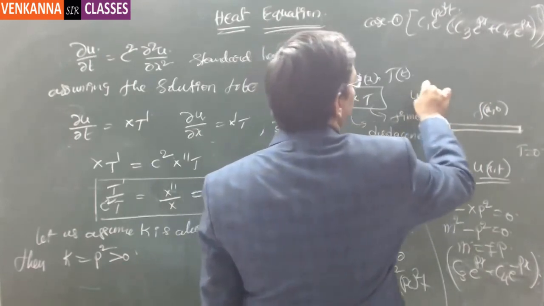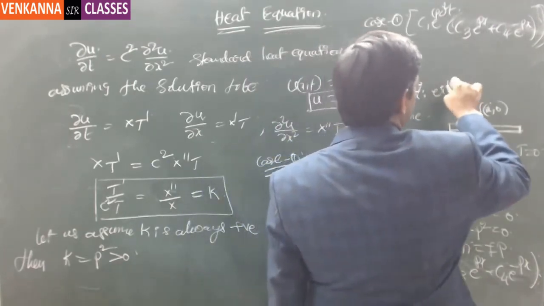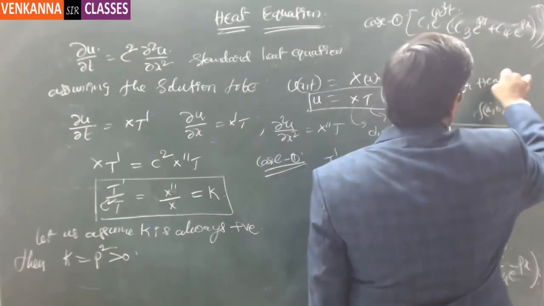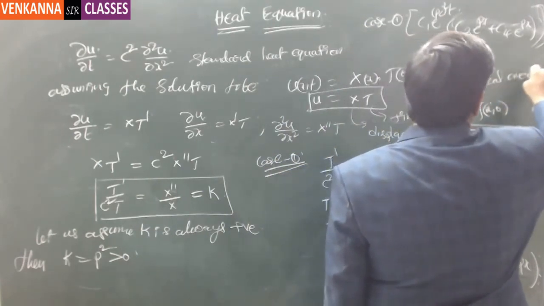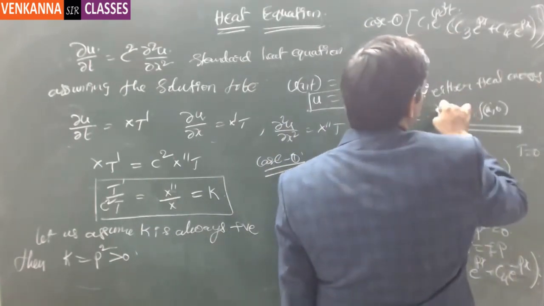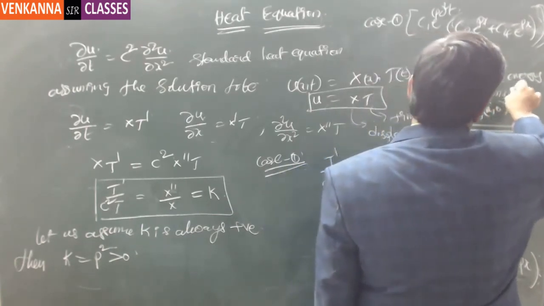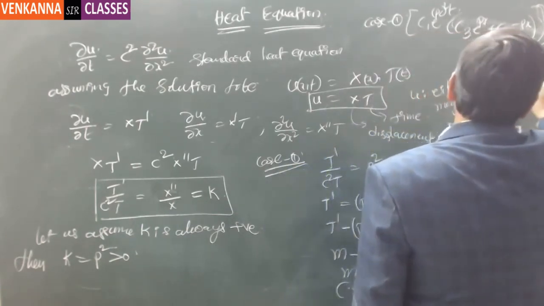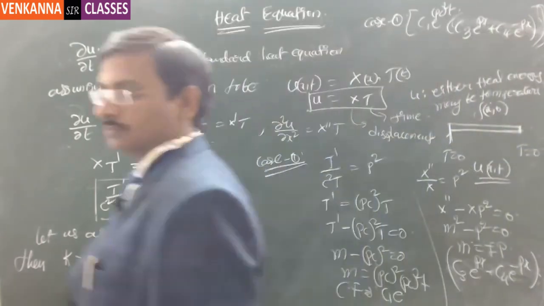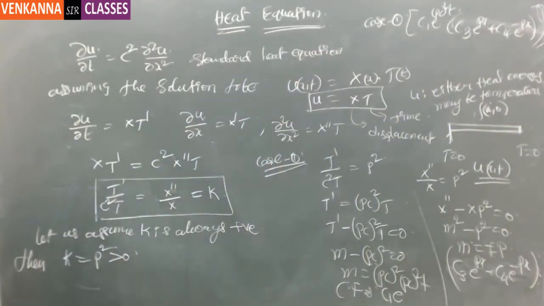So this U may be either heat energy or maybe temperature. So it can be given for both. That is out of scope for us. That is actually the most advanced level.